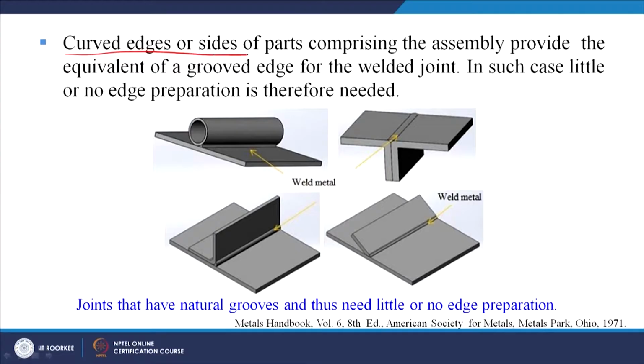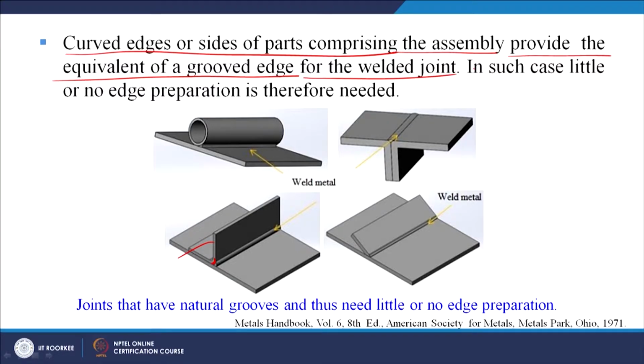Now this is another important guideline: curved edges or sides of parts. We can see this is one side of the part. So curved edges or sides of parts comprising the assembly provide the equivalent of a grooved edge for the welded joint.